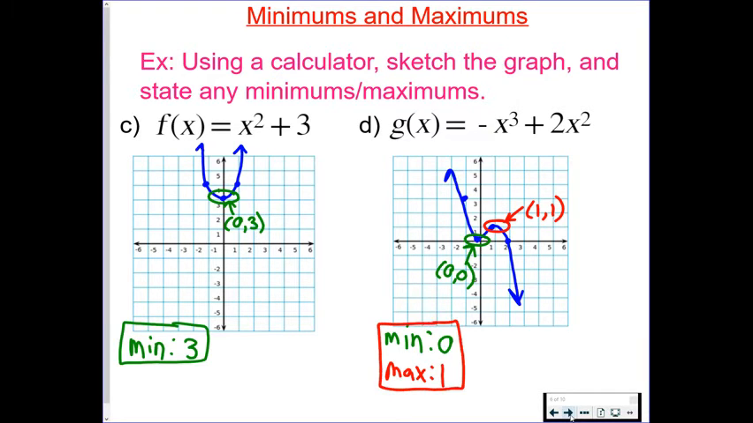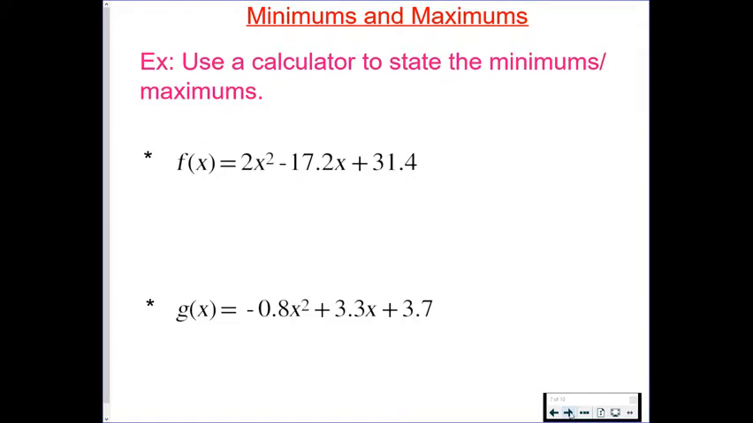So that's how you do minimum and maximum when it comes to graphs. Let's try some, though, where you don't have to sketch it. This is more like what's on your homework today. f of x equals 2x squared minus 17.2x plus 31.4. So this one you don't have to sketch because that would be a very difficult graph to sketch, but you can find the minimum and maximum values. So let's go type that one in the calculator.